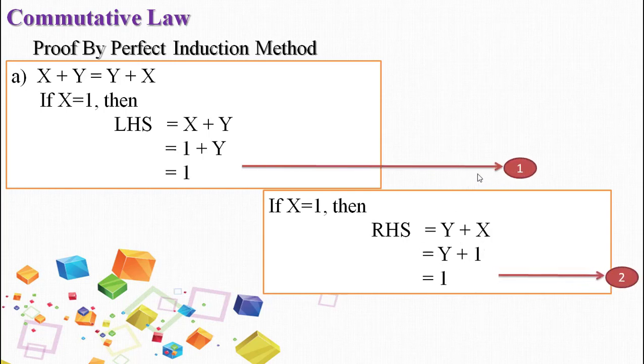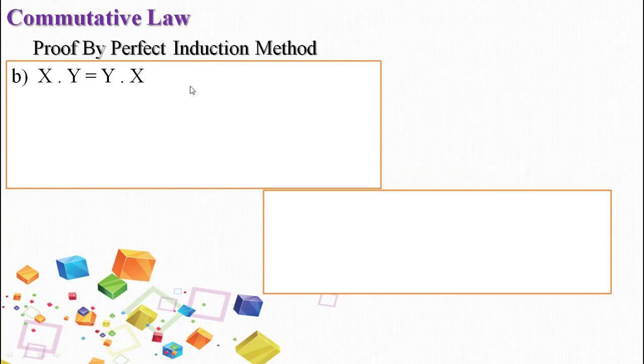That is 1 and 2 from the expression will hold true, or you can say 3 and 4. So from 1, 2, 3 and 4, the proof by perfect induction method will prove x plus y is equal to y plus x. Similarly, we will be dealing with the proof by perfect induction method for the second complementarity law.